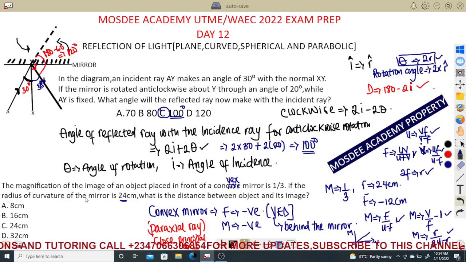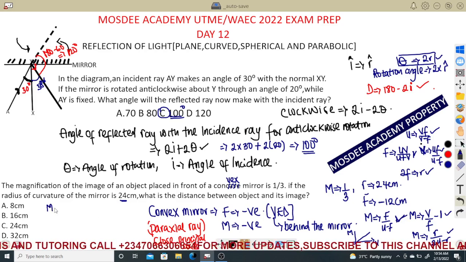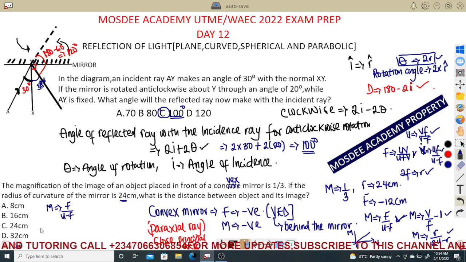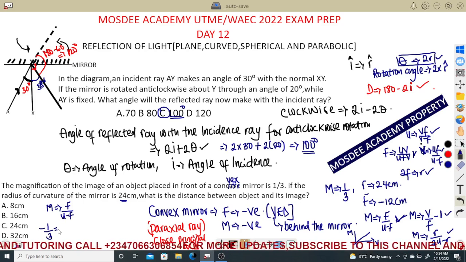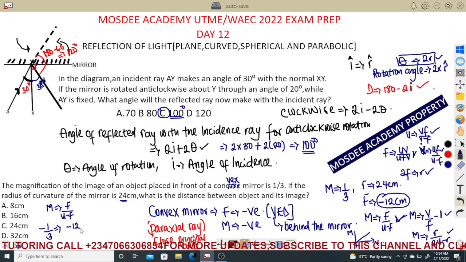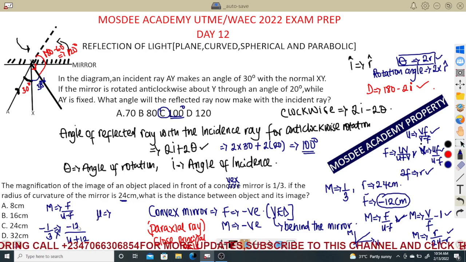So the distance between the object and the image. Let's calculate u. Let's use this: m is equal to f over u minus f. m is -1/3. As it is a convex mirror, the focal length is also negative. We have done that because we divide the radius by 2 to get the focal length. We are using -12. From your mathematics, u minus (-12), that is plus 12. I have only done the normal rule I expect you to know. On simplification, you are going to get u.